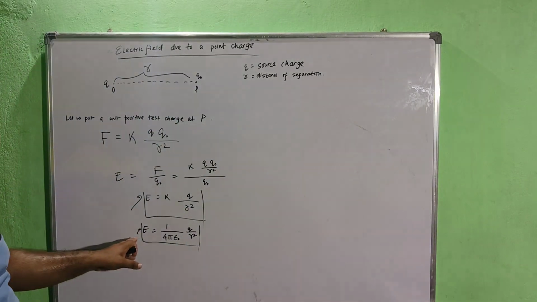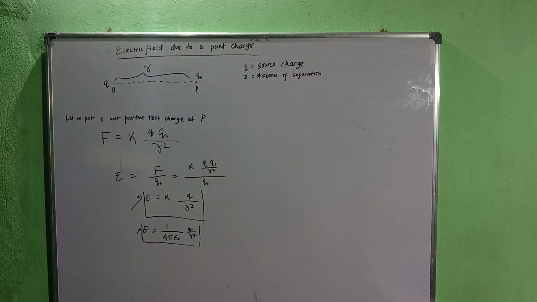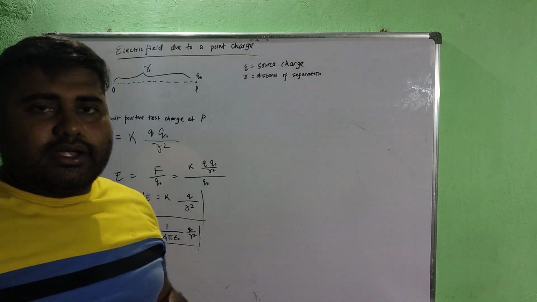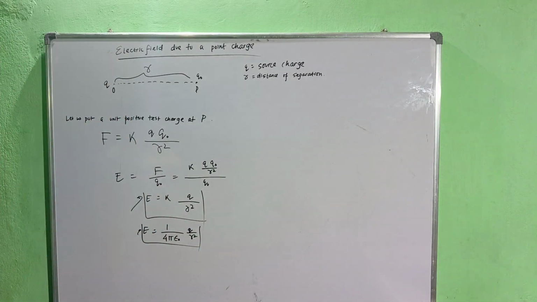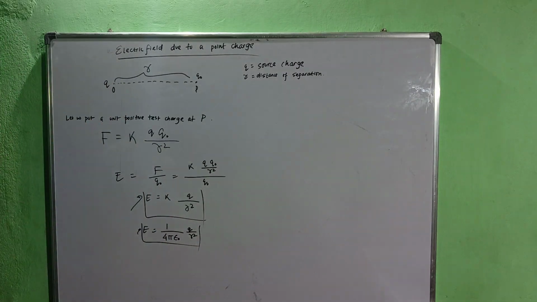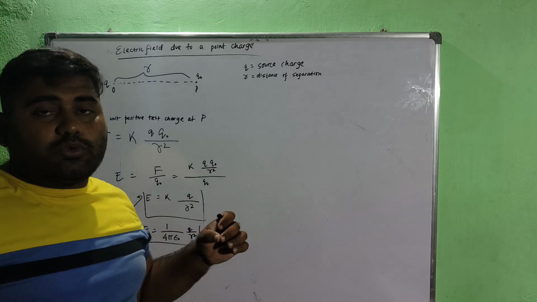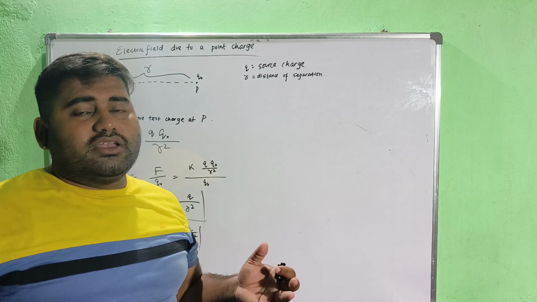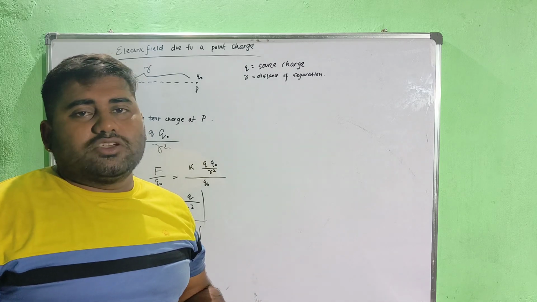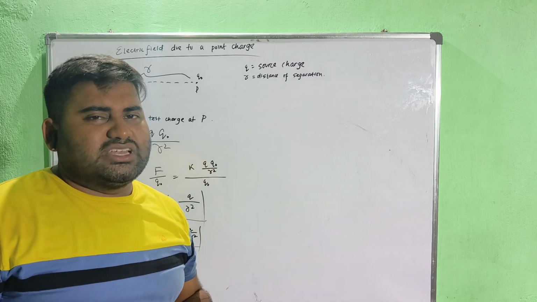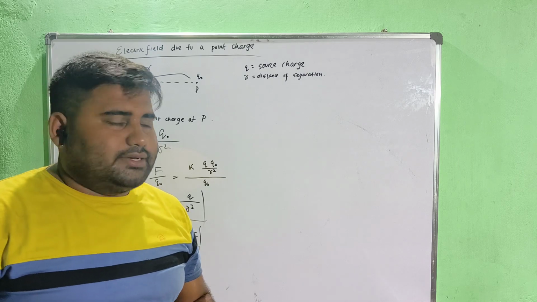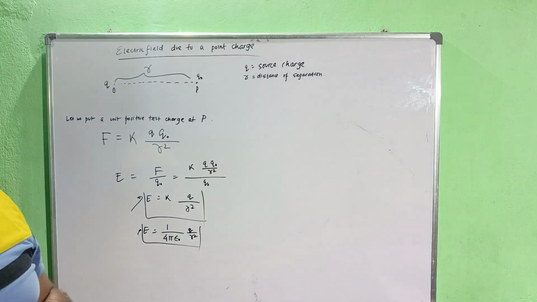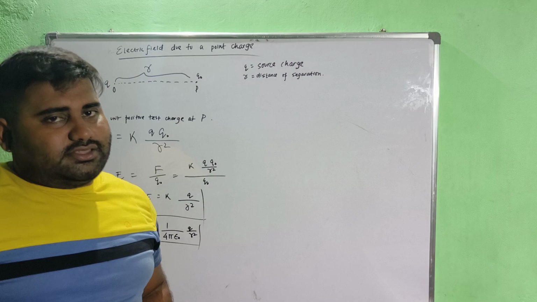So what is the value of electric field? E equal to 1 by 4 pi epsilon naught Q by R square. This is the electric field due to a point charge. So you can take the screenshot, and then we will proceed into another section. We are going to find out electric field of various objects, of various charge distributions, and something like that. So let us move into another section.